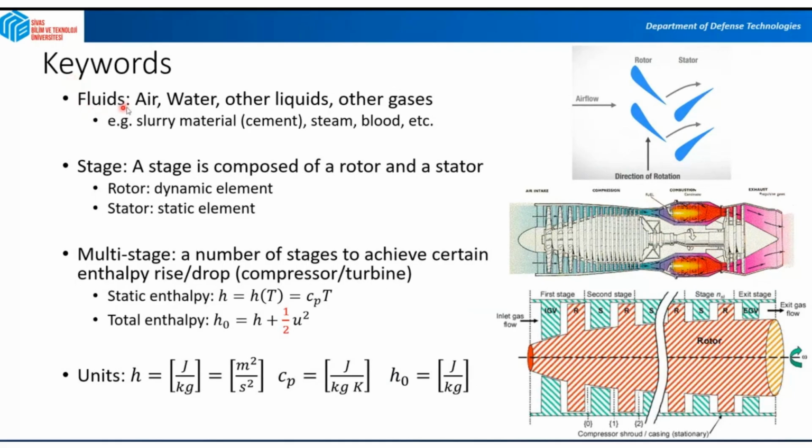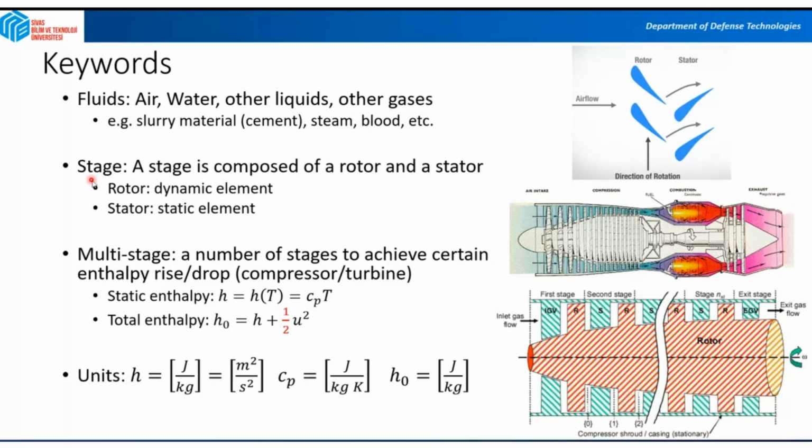First of all, we have a fluid in a turbo machine, and we said that this fluid is interacting energy with the machine, and this machine has rotating parts. That's why we call it a turbo machine. So what is this fluid? We said that this fluid could be air, could be water, could be other liquids, and could be other gases. Also, for example, you have cement, and you have steam, and blood. So all of these could also be inside a turbo machine and interacting with it.